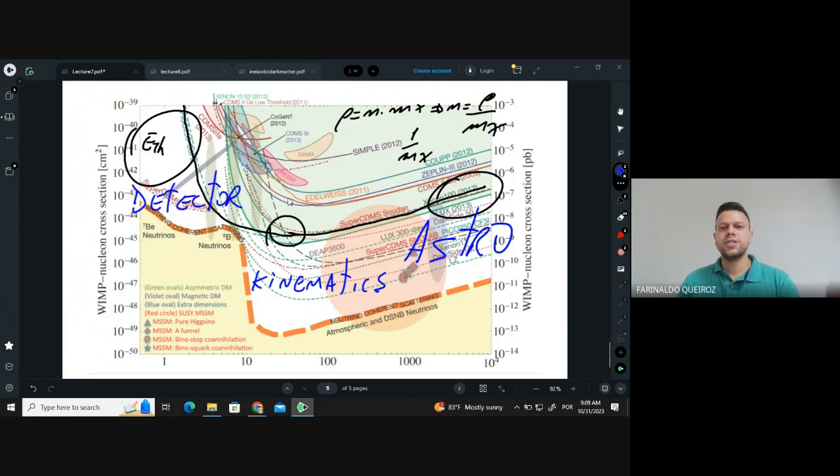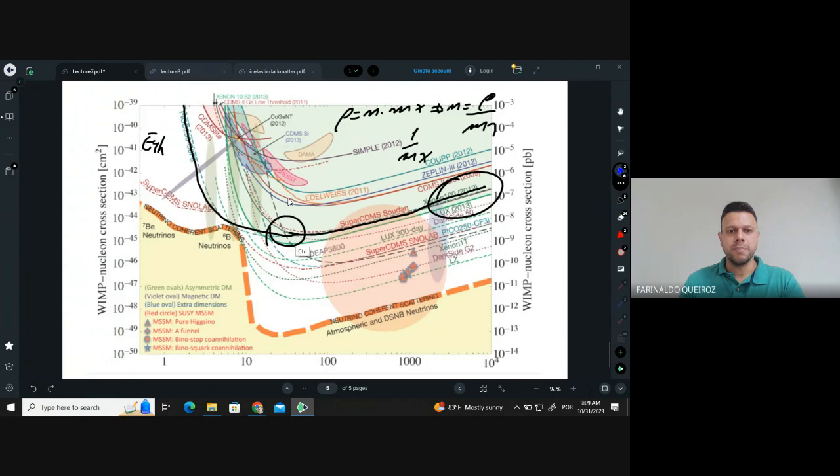So, and then you see that all the direct detection experiments have the same feature. Their limits have the same feature for all of them. They have different limits, obviously, but they have the same shape. And the reason for this, as I'm going to cover now, is for this reason.